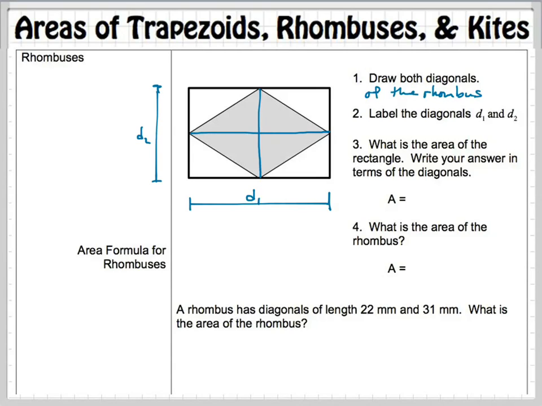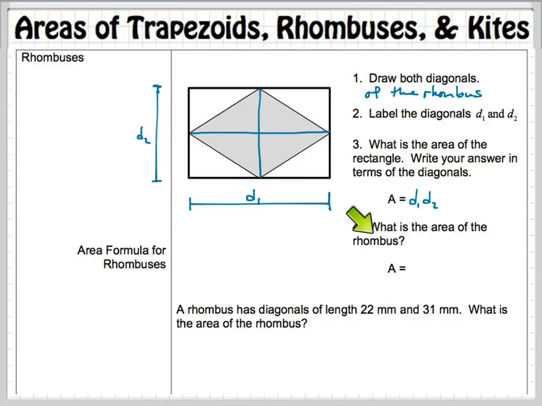Okay, so what is the area of this rectangle? Look at this rectangle. Write your answer in terms of the diagonals, so that's D sub 1 and D sub 2. What's the area of this rectangle? That's right. You just have to go D sub 1 times D sub 2. You just multiply the base, which in this case is D sub 1, and the height, which is D sub 2.